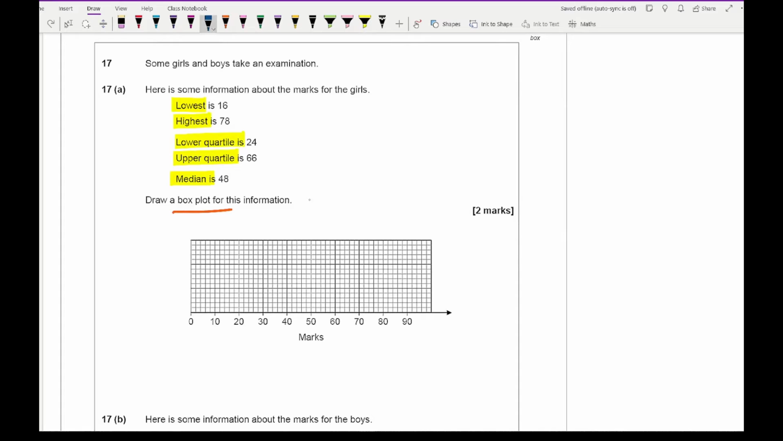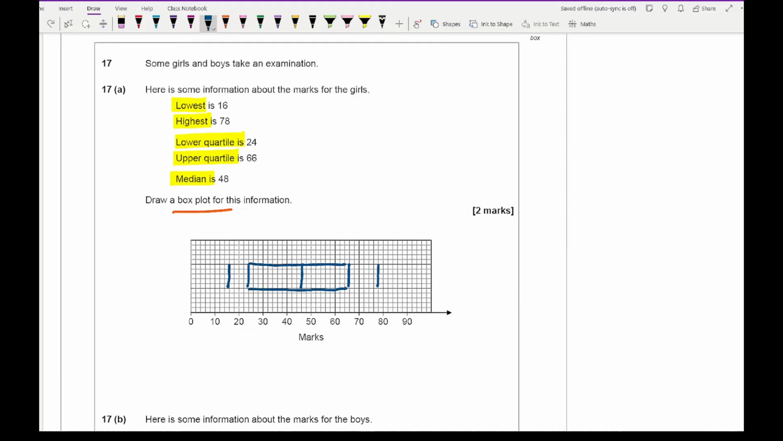So for this there's no further calculations I need, I just need to plot these values. So 16 is, now each little box represents 2, so that's going to be there. For highest one is 78, so that's going to be there. For the lower quartile, that's at 24, so that's going to be there. The upper quartile at 66, so that's going to be there. And the median is at 48, which is going to be there. So all that's left for me to then do is to make it look like a box plot.